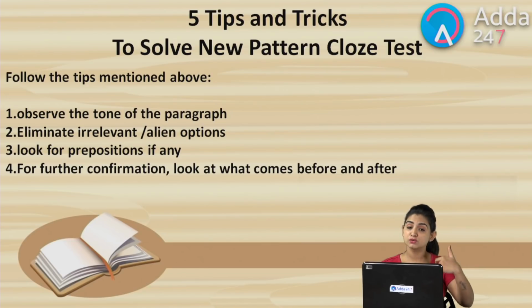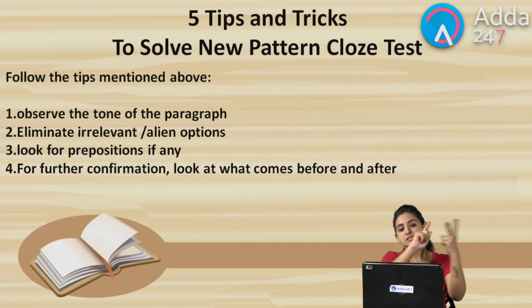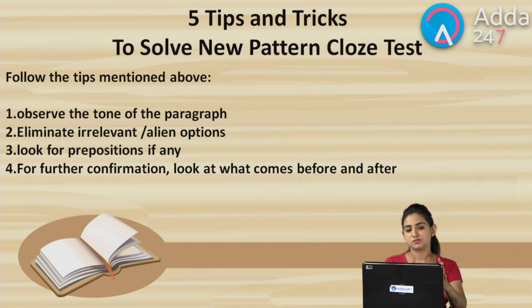And the first thing that you need to do is read the whole paragraph and understand what the theme of it is, right? So these are the 5 tips that you need to follow while solving it. First, read the paragraph. Second, observe the tone. Third, eliminate irrelevant options. Fourth, look for prepositions, and fifth, try to read the sentences given before and after the blank. Now let's move on to the options and see what questions we have.